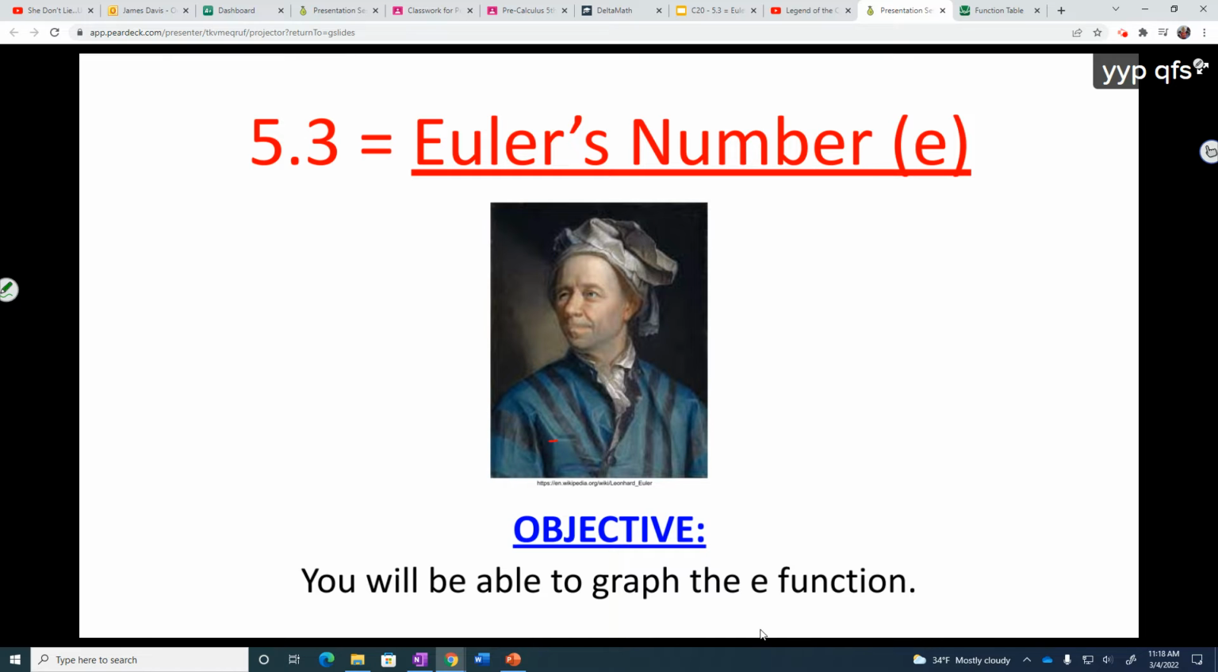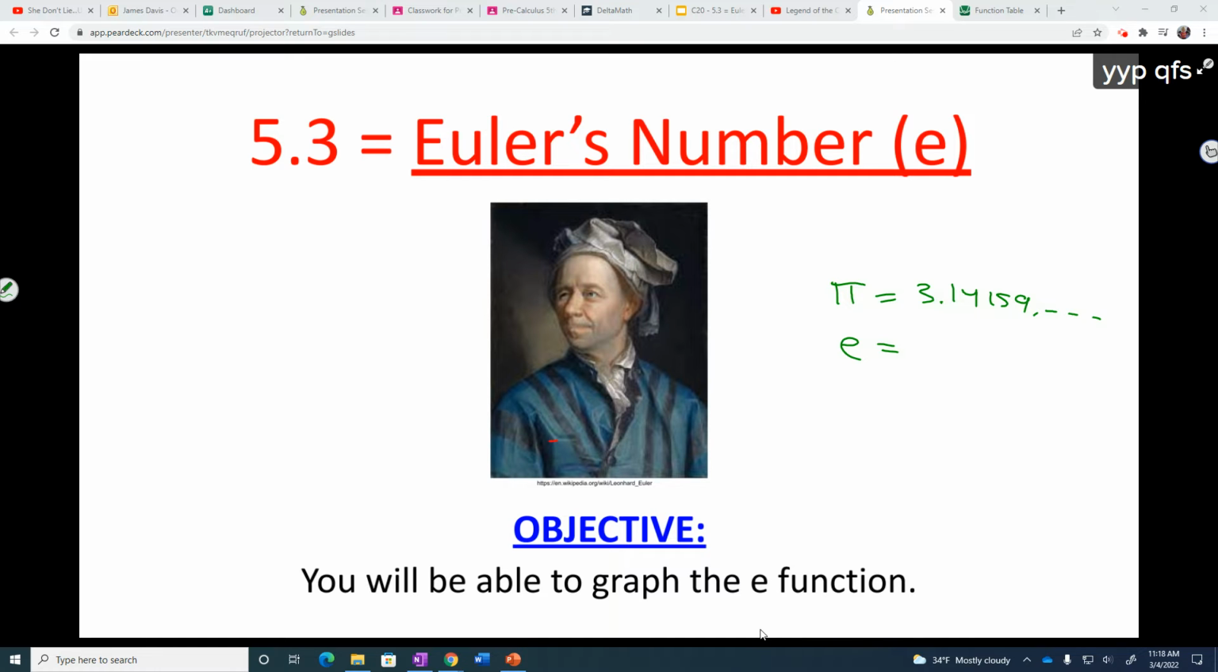So e is this special number, kind of like pi, right? Whenever you see pi, what do you think? You think 3.14, right? 3.14159, and on it goes. Same as with e. e actually is a constant as well. It's irrational in the same way that pi goes on forever. e is also an irrational number.